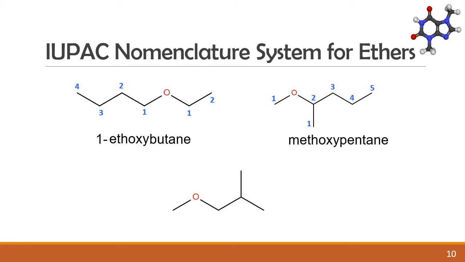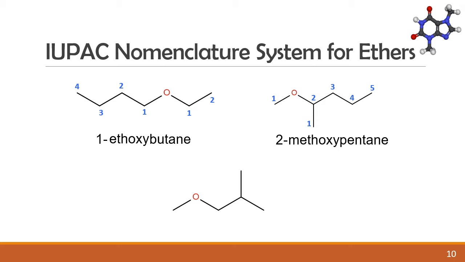The alkoxy substituent is methoxy. The oxygen is attached to carbon 2 of pentane. So, the full name of this ether is 2-methoxypentane.